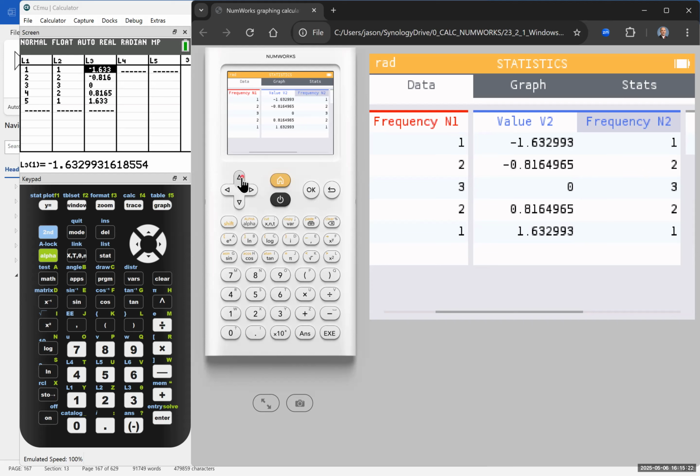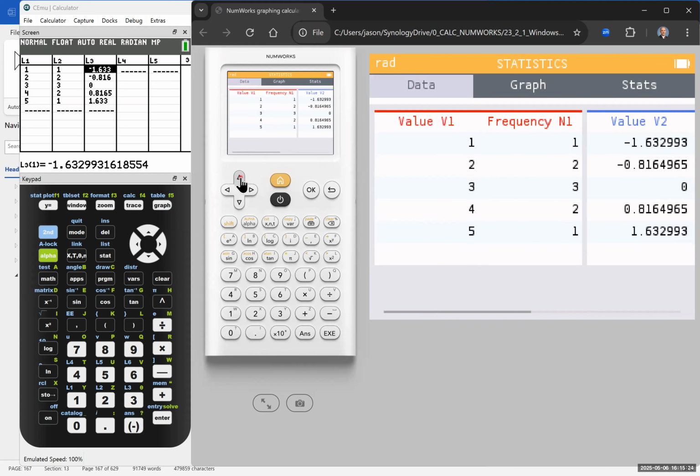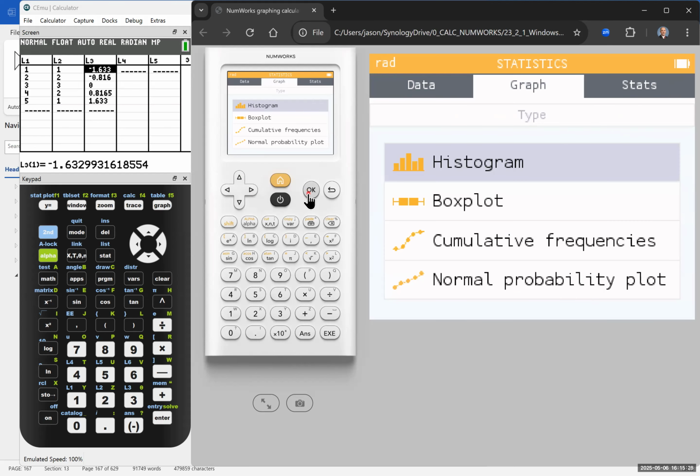Okay, now I want to graph this. So I'm going to come over here to graph. And it's asking me what kind of plot I want to do. I want to do a histogram.